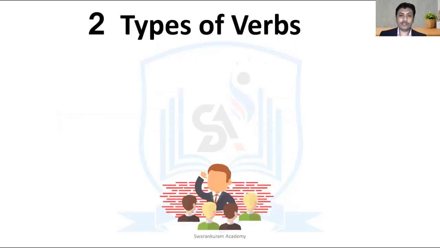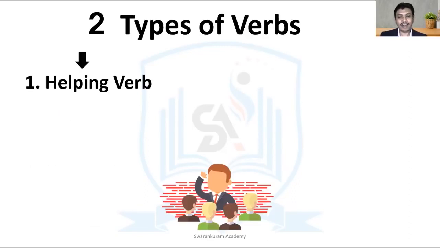There are always two types of verbs that you need to understand. Which are they? First, helping verb, and then main verb. What is the purpose of the helping verb?